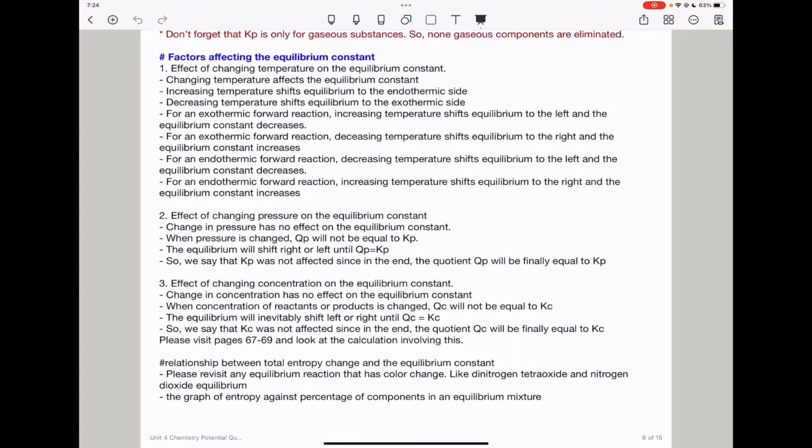Also, you need to remember the graph of entropy against percentage of components in an equilibrium mixture. This could be a section A question that could come. It's rare, but it could be asked, so focus on that as well. This brings us to the end of most questions that could be asked from topic 13. Let's continue to topic 14.